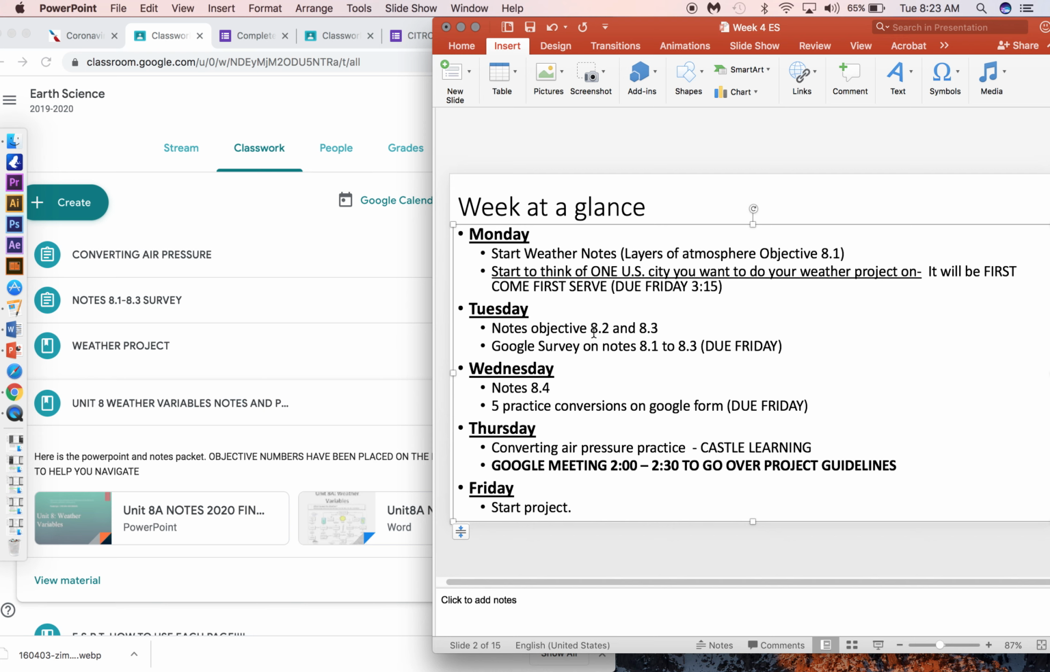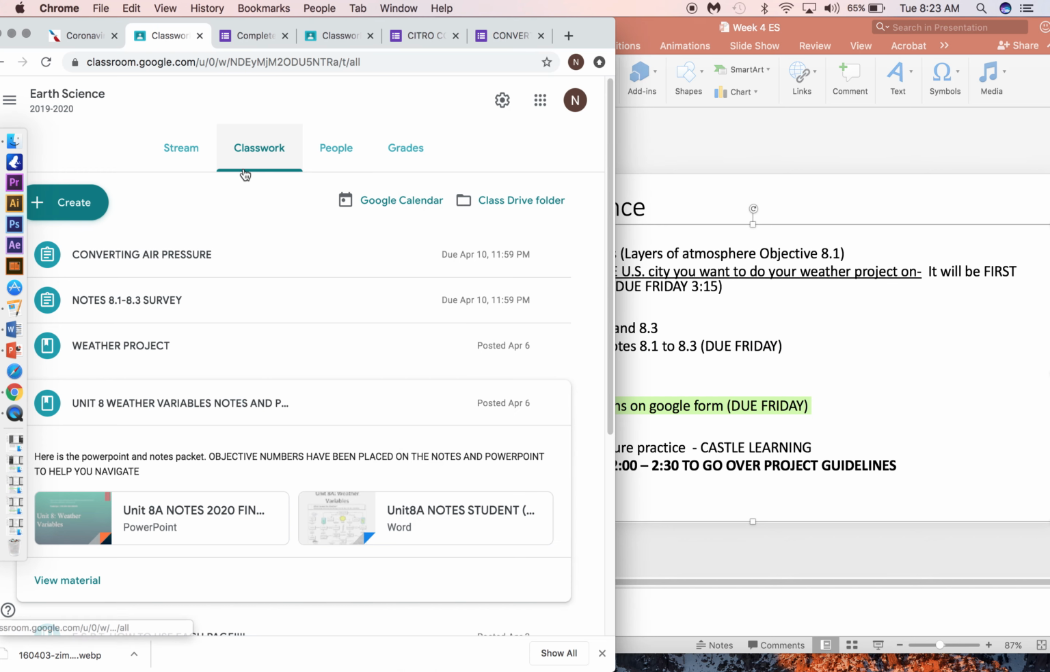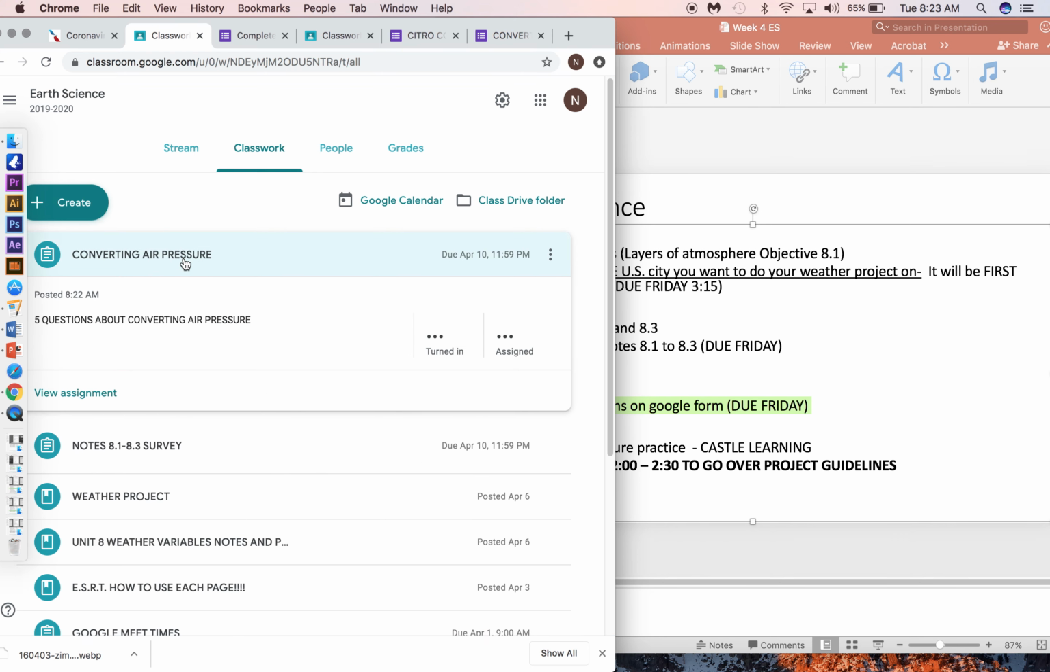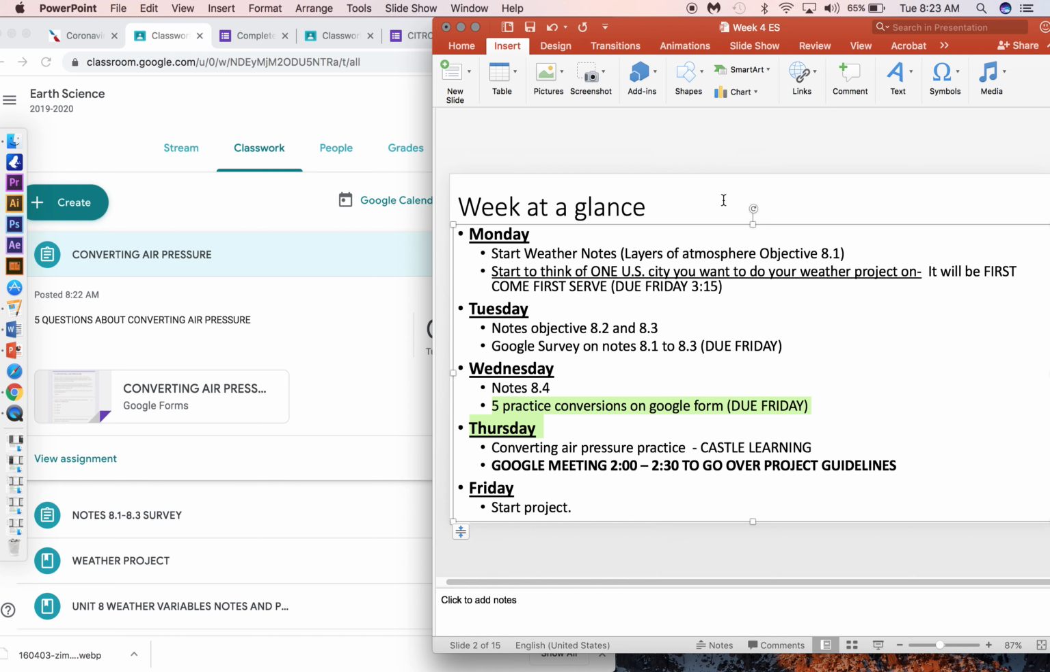Okay. Today you're looking at the notes and the Google survey, along with the five practice conversions, have been posted under the classwork here. So you see survey right here and converting air pressure right here. Please make sure you work your way through those. All right, let's talk about the bell ringers and the starters here.